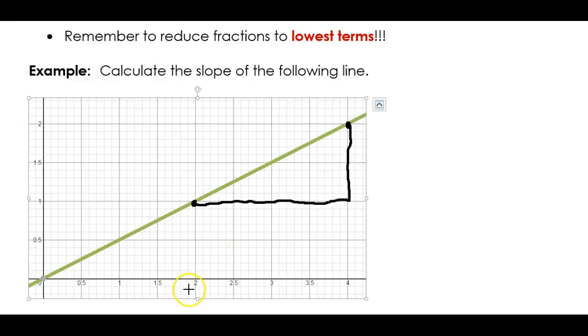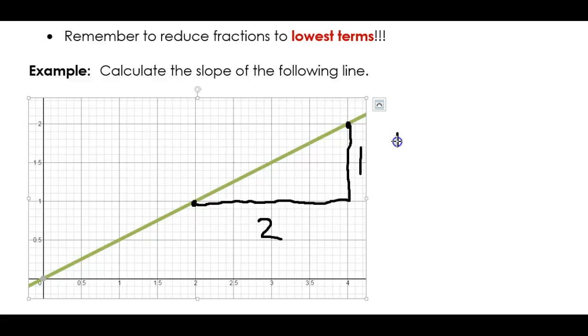And so again, I don't want to count squares. I want to actually see what each tick mark on my graph is representing in order to figure out my rise and my run. So right here, I'm starting at 2, and this is going to 2.5, 3, and then 3.5, 4. So really, I'm going the distance between 2 and 4, and so that means that my run is 2. When I look at my rise, I'm going from a value of 1 up to 2, so that means that my rise is actually 1.